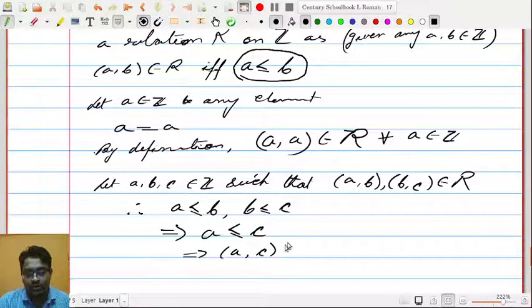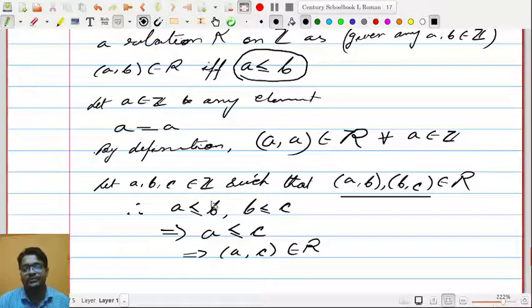So if we start with any three arbitrary elements of Z which satisfy (a, b) and (b, c) belong to R, we can conclude that (a, c) belongs to R. So that means this is a transitive relation. The relation is transitive.